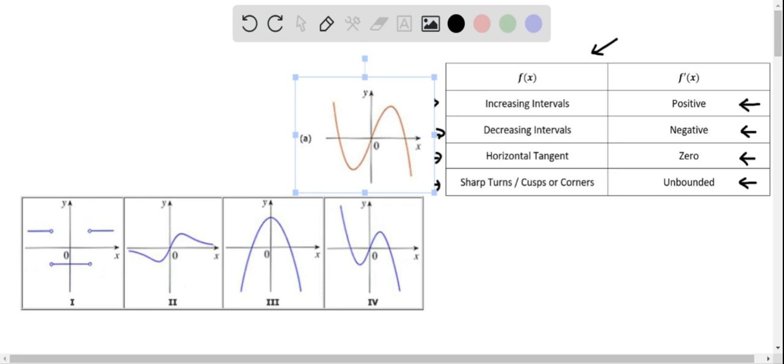We see increasing intervals. I'm going to mark it in some other color. This is basically a decreasing interval from this point to this point. Till this point, the graph of f of x is decreasing, which means on the same interval, the graph of its derivative should be negative. No, it is positive over here. This is clearly positive. So this is not the graph of this f of x. Now let's move on to the next one.